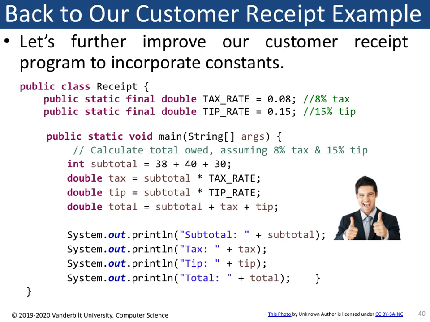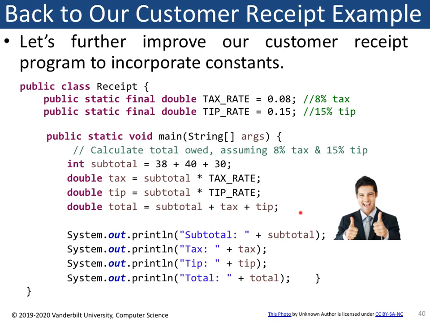Then inside our main method, instead of multiplying by an ambiguous 0.08 and 0.15, we multiply by the class constant. Now the code is so much more readable. As you look at this, it should be eminently obvious what is happening. So we have an integer called subtotal, which is the summation of 38, 40, and 30. Then we have tax, which is a double that has the value subtotal times whatever the tax rate is. That makes sense. Similar with tip. Our tip is going to be the subtotal times whatever the tip rate is. And then the total is going to be the summation of subtotal, tax, and tip.